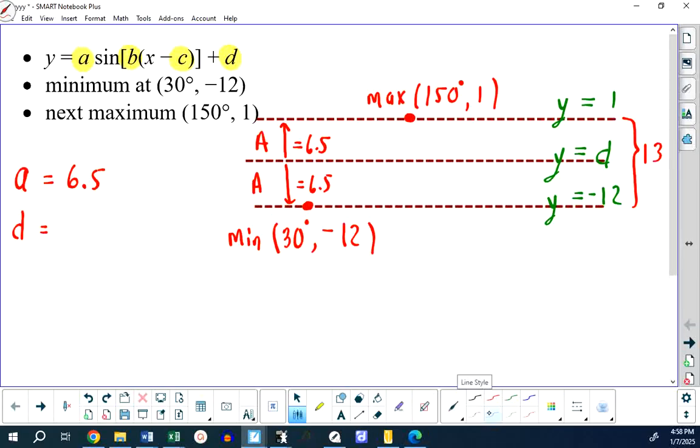By the way, what that tells you is when we get an equation, there are many different equations you're going to get which will be correct. So that's the value of A, 6.5.